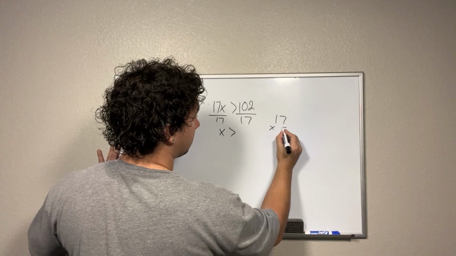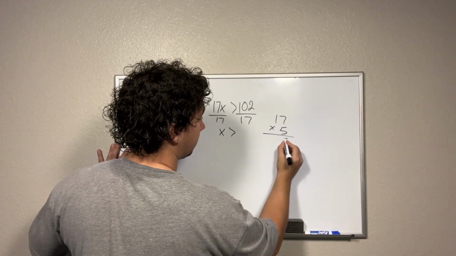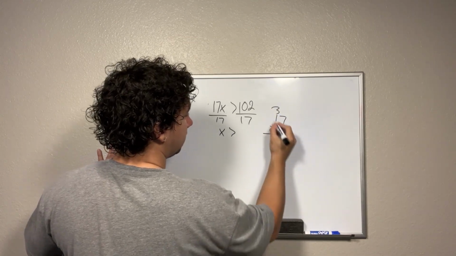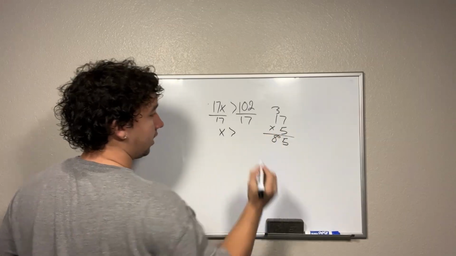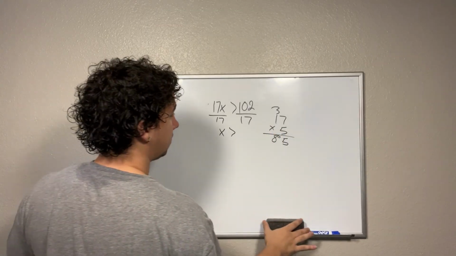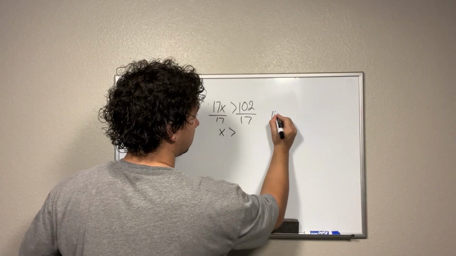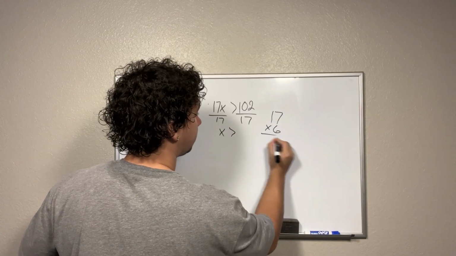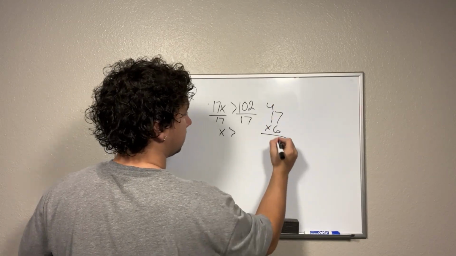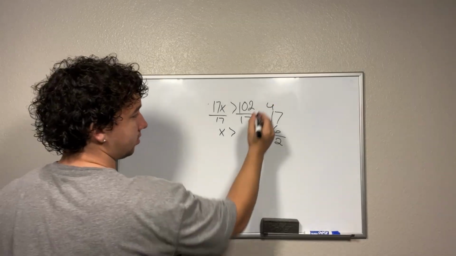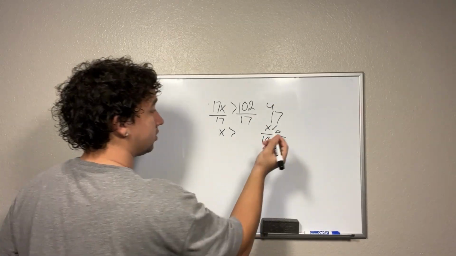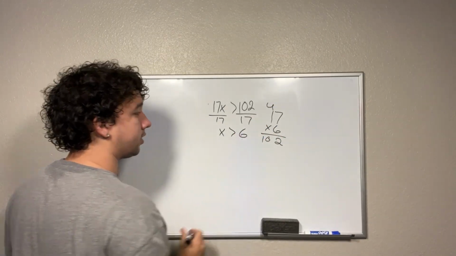Let's do 17 times 5 here. 7 times 5 is 35. Okay, this gives you 85. Okay, that doesn't work. So let's keep it going. We can go 1 up then. Let's do 17 times 6. 7 times 6 is 42. Well, 1 times 6 is 6, plus 4, 102. So x is greater than 6.